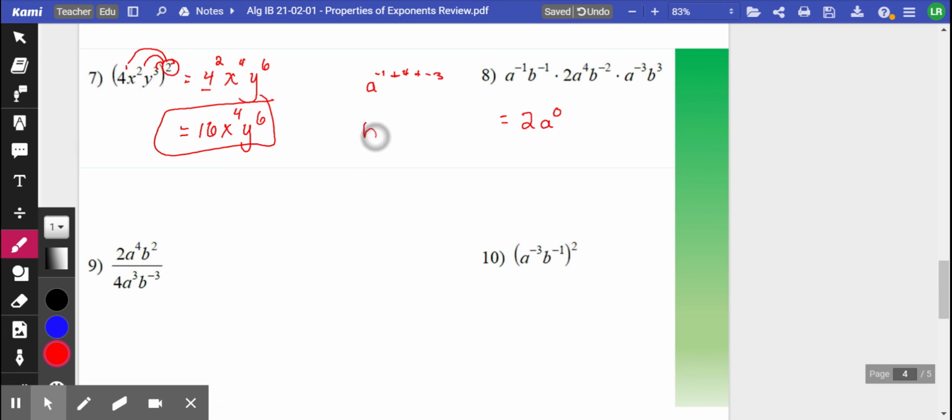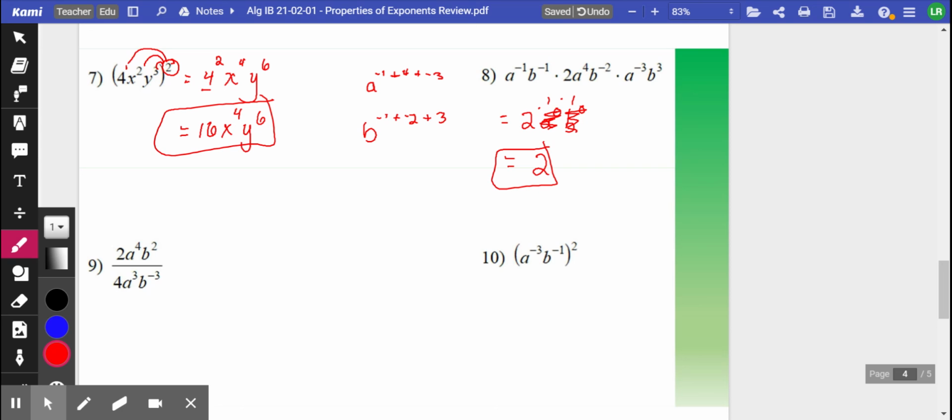For the b's, we have negative 1 plus negative 2 plus 3. And that was also 0. Remember, anything raised to the 0 power equals 1. So those are both being replaced by 1s, and 2 times 1 is 2.